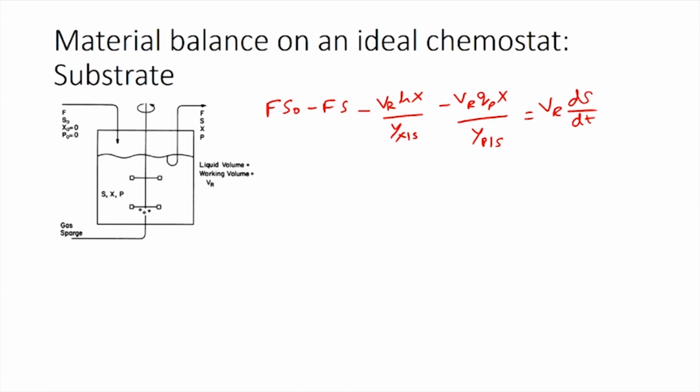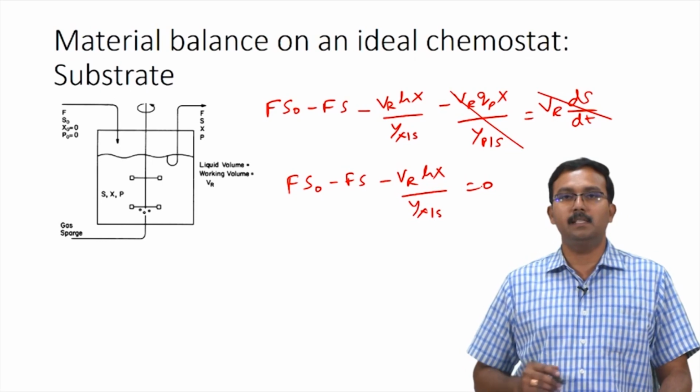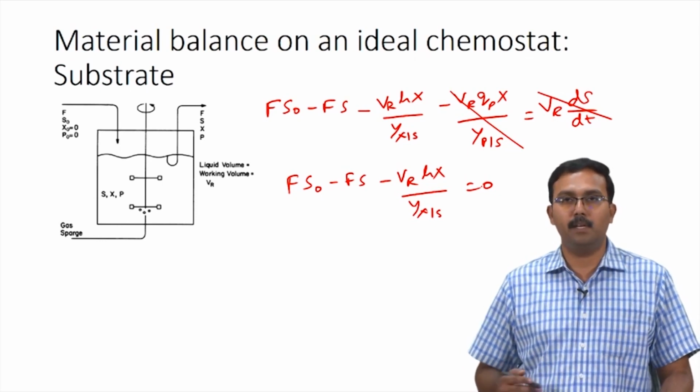Now, at steady state this term goes to 0, and your product formation, if it is 0, that would also go to 0, and your equation can be simplified to Fs naught minus Fs minus Vr mu x divided by Yxs equals 0. So, this is a balance equation for a substrate.